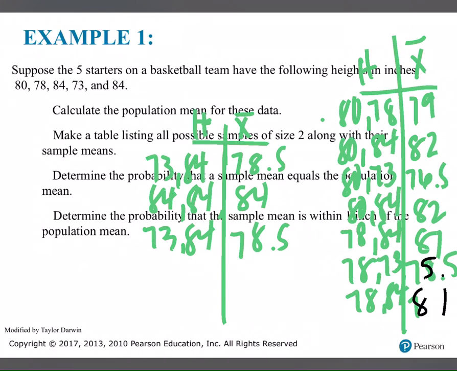Okay, so I have a table of all the samples of size 2, like we randomly picked 2. That's what we get. Determine the probability that a sample mean equals the population mean. Remember our population mean, when we averaged these 5 together, was 79.8.